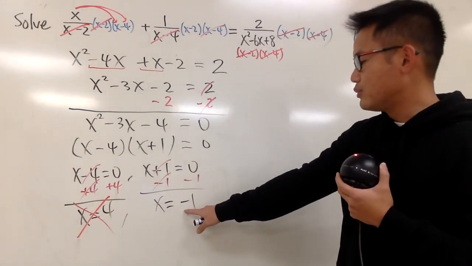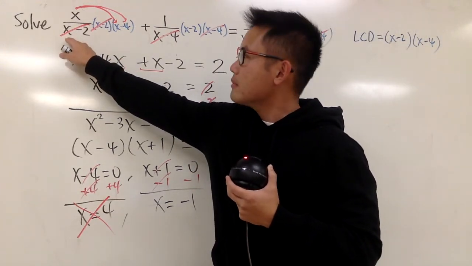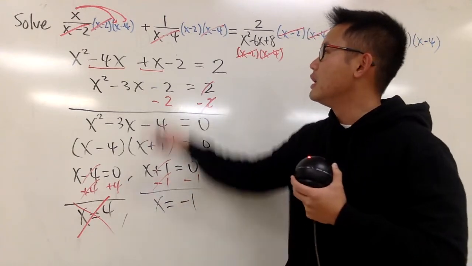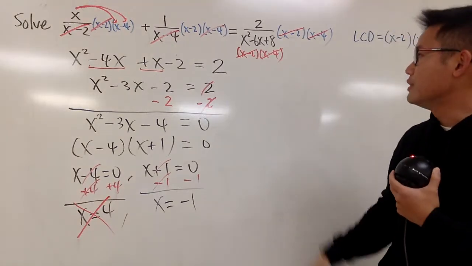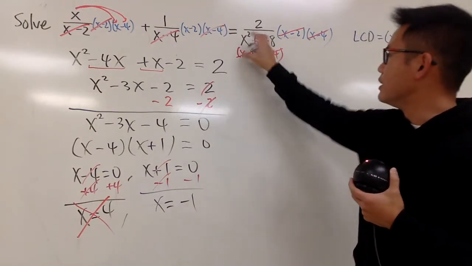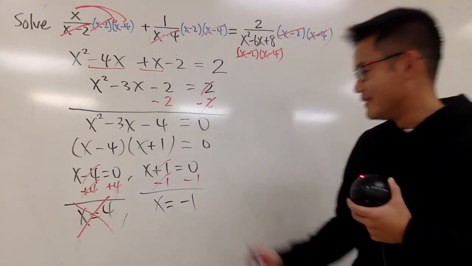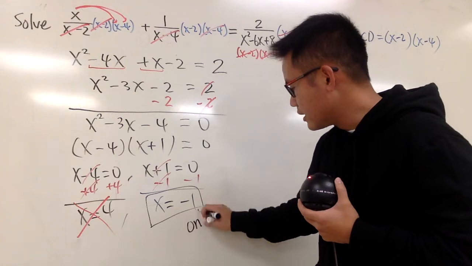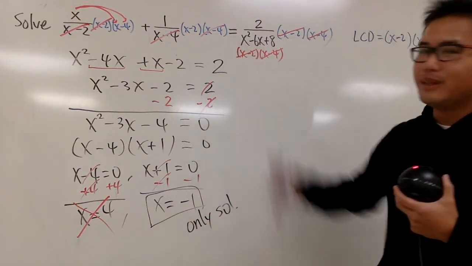And if you just do this real quick, negative 1 plugged into this x here in the denominator. Negative 1 minus 2 is negative 3. That's not 0. That's good. Negative 1 minus 4 is negative 5. Once again, that's not 0. That's good. And then if you plug in negative 1 into this, in fact, you also don't get 0 either, okay? So here is the only answer. X is equal to negative 1. This is the only solution to this equation.